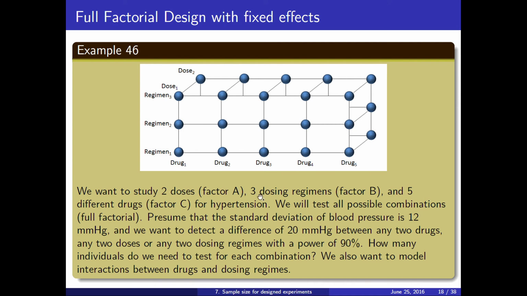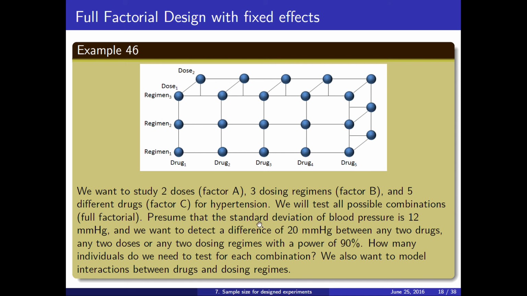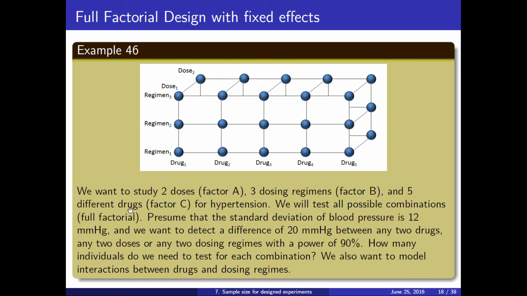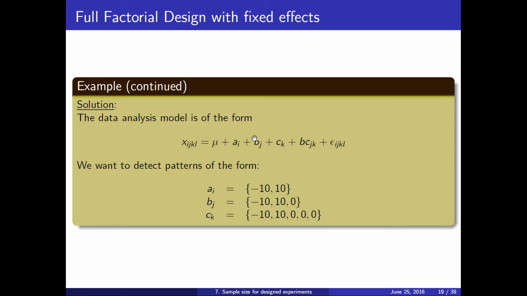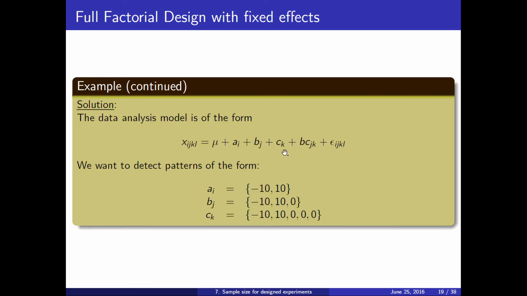How many individuals do we need for each one of these combinations? Let's see. By the way, we also want to model interactions between drugs and dosing regimes. So our model will be this one: our measurements depend on an overall mean, plus something that depends on A, the dose, plus something that depends on B, the dosing regimes, plus something that depends on the drugs, plus the interactions between regimes and drugs.